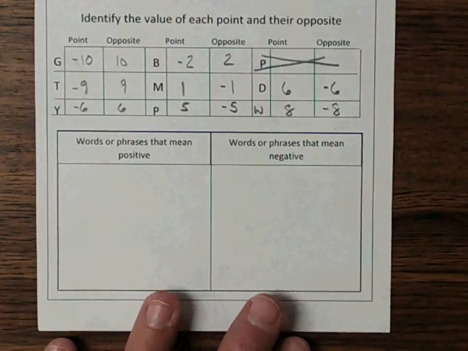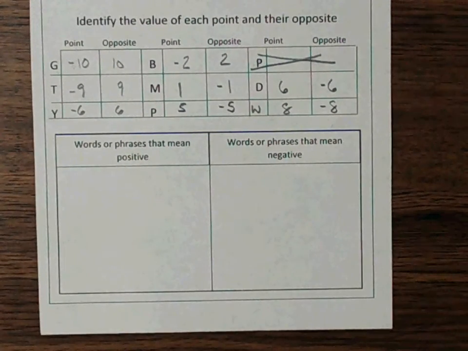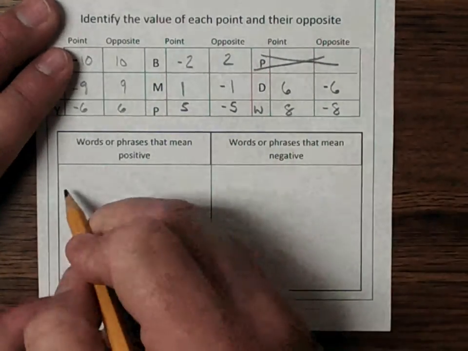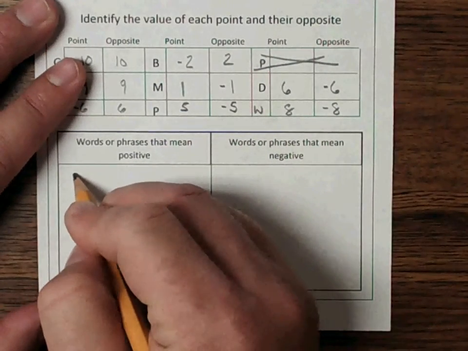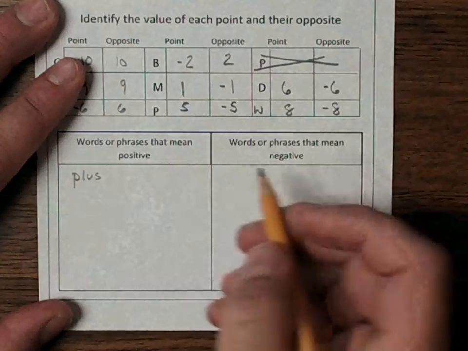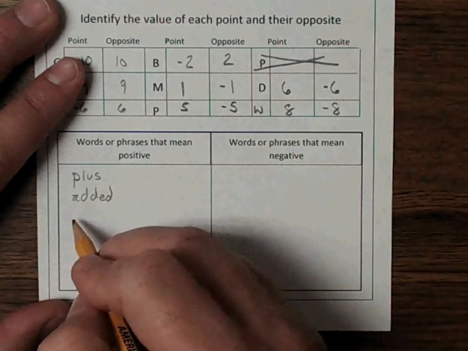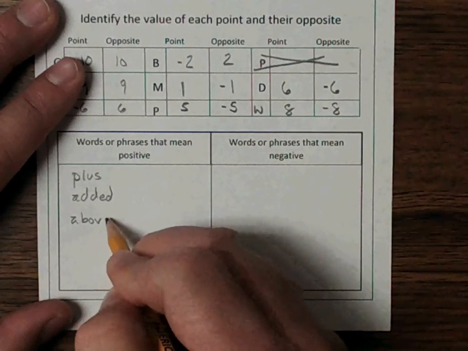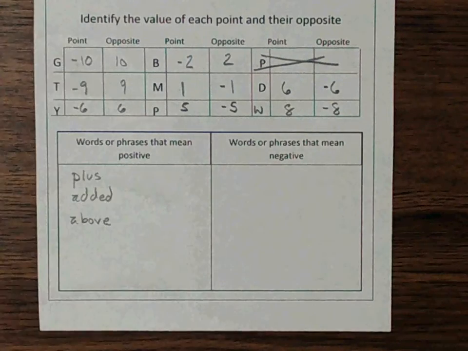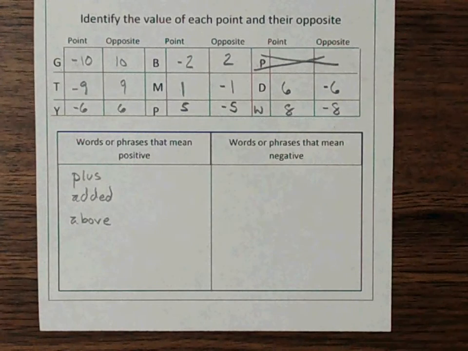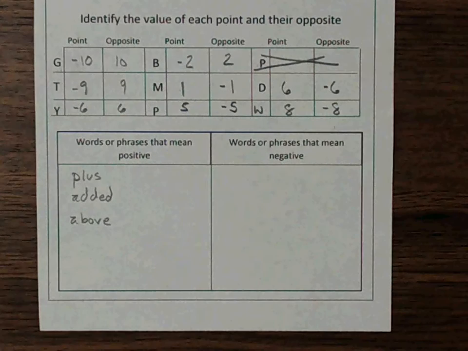We're going to look at some words and phrases that mean positive and negative. Because in word problems, it is important to understand what kinds of words might be telling you, hey, we're using positive numbers, hey, we're using negative numbers. So, positive: plus, added. Okay, above is often a positive word. See if you can come up with some others that might mean positive, and we'll talk about them in class if you have done this ahead of time.